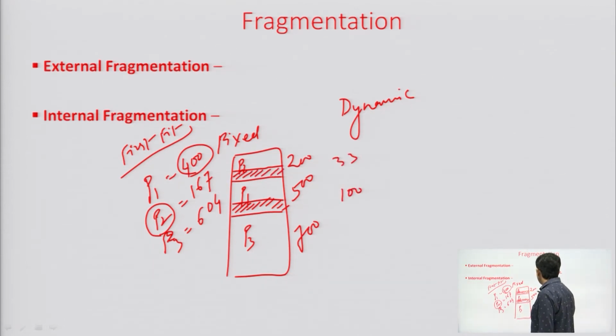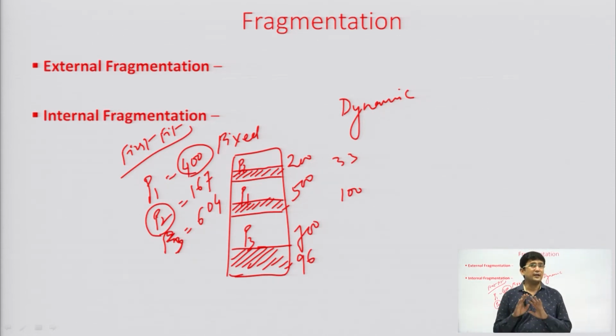So, I am noting it down here. Now, similarly, if we accommodate P3 process in the last chunk, there will be a wastage of, let us say, 96 space. So, there is a wastage of 33 and 96. This is the sheer wastage of memory, we cannot accommodate any process here. So, this is the internal fragmentation.